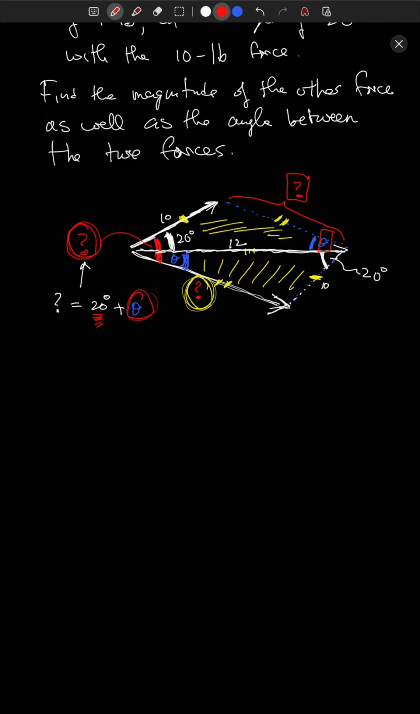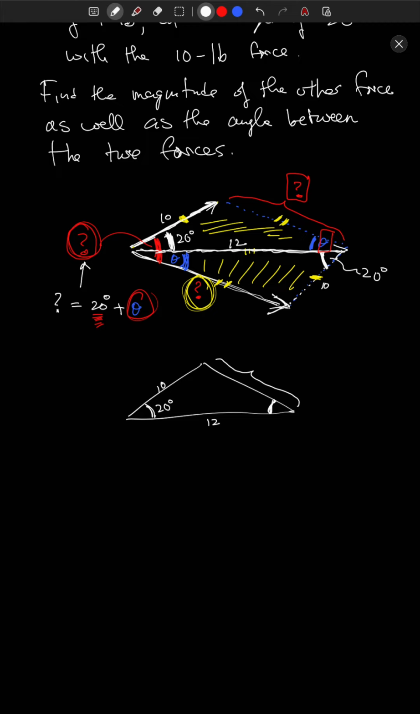This picture is getting a little messy, so let me only draw the top triangle and write down all the information that we know. So we know this side length is 10. We know this side length is 12. We know this angle here is 20 degrees. We need to know this angle here, and we need to know this length right there.